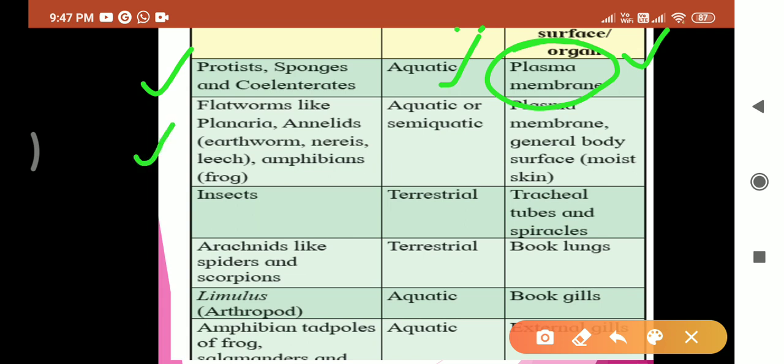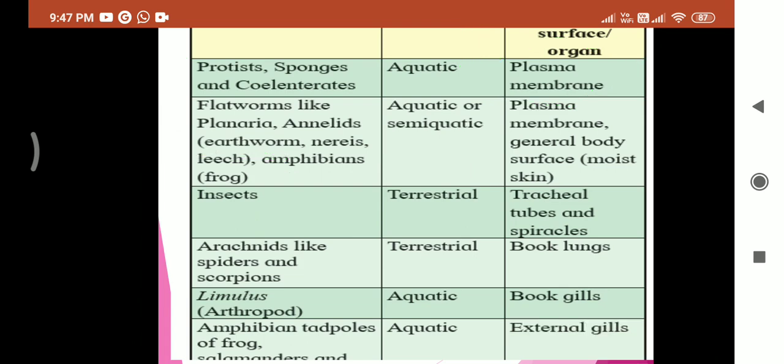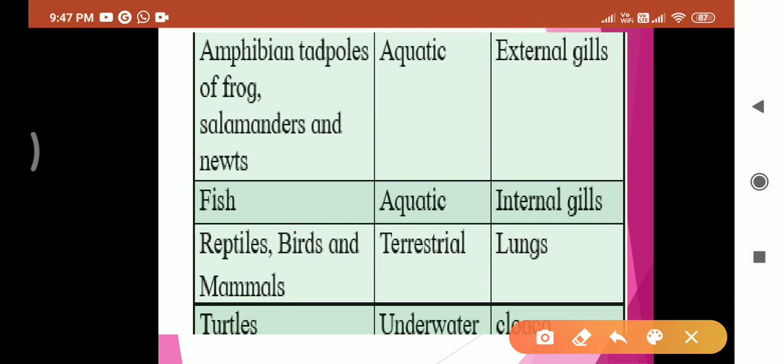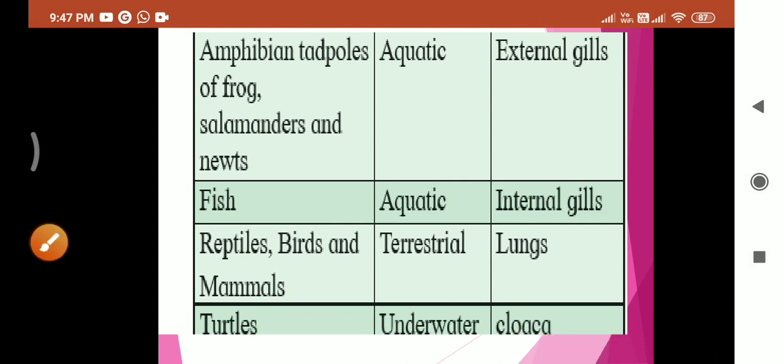So they have the plasma membrane as a respiratory organ. The next are flatworms, planaria, annelids, and you are familiar with the earthworm. And amphibians, the frog. These are aquatic and semi-aquatic, because the frog sometimes lives in water and in its life span also lives on land, so it has different respiratory surfaces. First of all the plasma membrane also works as a respiratory organ.